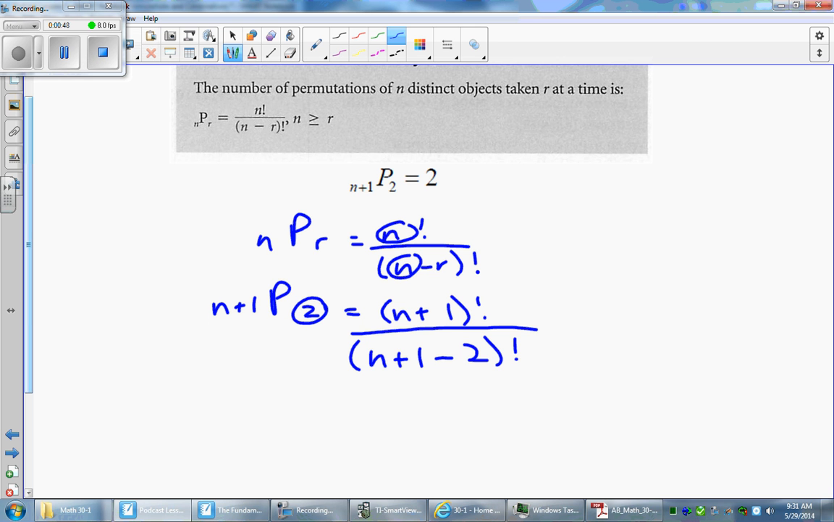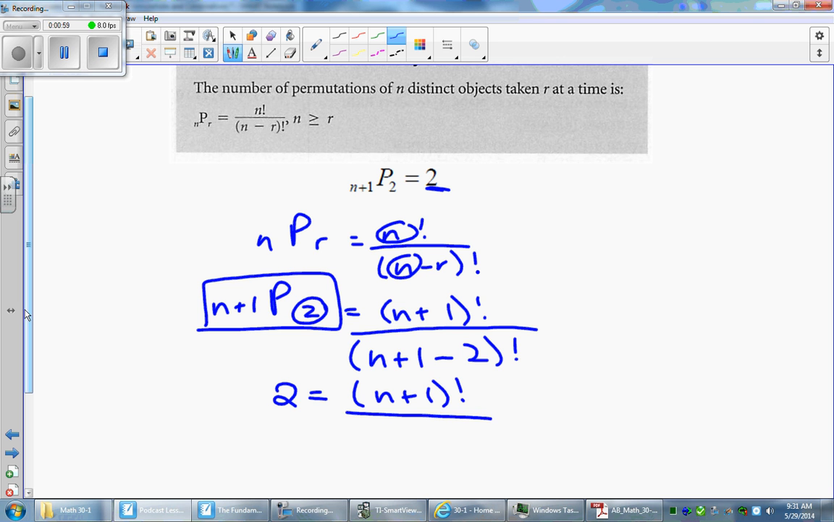Now we know the value of this side here. This value is equal to 2. So I can go ahead and substitute 2 in now. So 2 is equal to n plus 1 factorial on the top here, and you'll see that we'll have some like terms on the bottom here. So n plus 1 minus 2 is just simply n minus 1 here, okay? All right, so here we go.